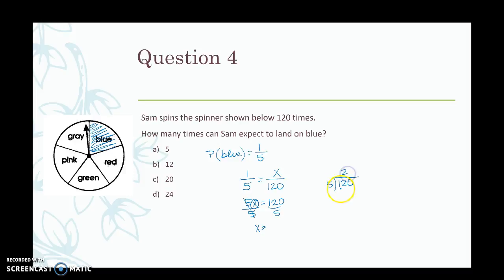I need to divide to find it on this side. Let's see, 2 times 5 is 10. I'm going to subtract. 2 minus 0 is 2, 1 minus 1 is 0. Pull down this 0 here. 5 times 4 equals 20, and I subtract, and that's it. So x is 24. What that means is that for the 120 times that they spin it, we can expect it to land on blue 24 times. So it's D. Good job, guys.